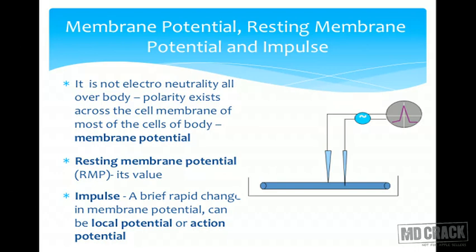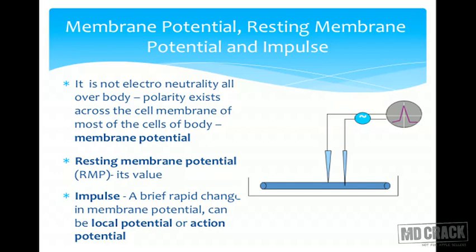But what actually happens is that if an electrode is kept across a cell membrane, one just outside and one just inside, there is a record of voltage. This voltage is called the membrane potential. The potential which exists across the cell membrane is called the membrane potential. Remember, this is only across the cell membrane. Otherwise, there is electroneutrality at other places.